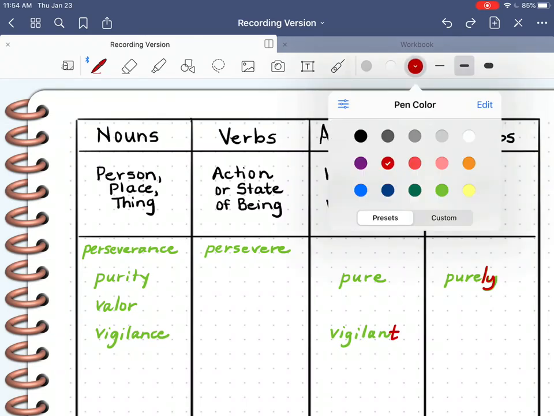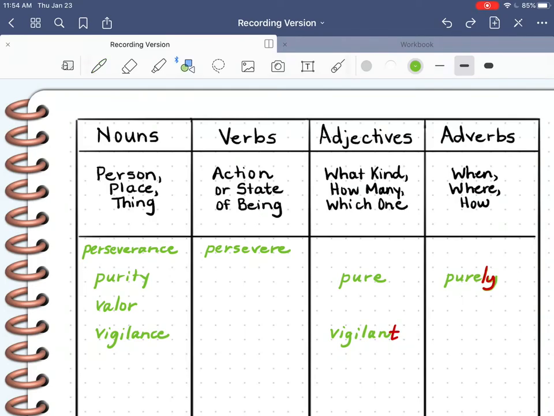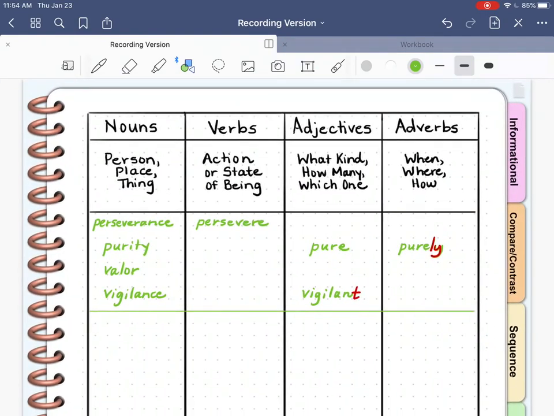Okay. That's all of these words, so I'm going to go ahead and draw my line to section off that story. And then in the next video, we will be working on the graphic organizers for this chapter.